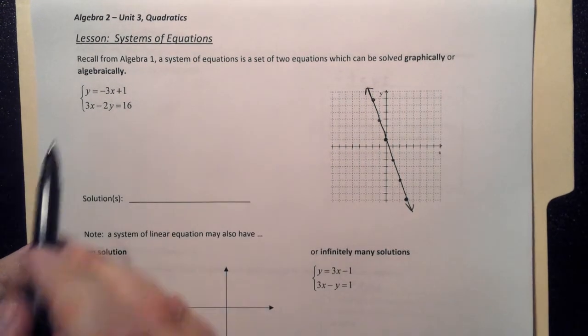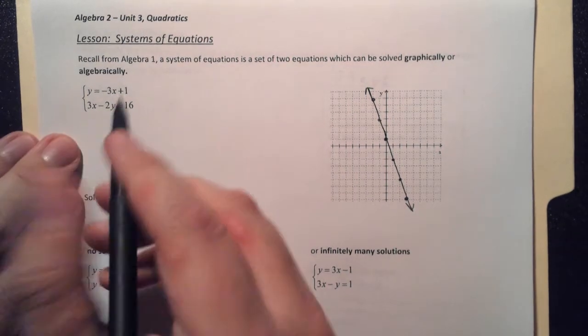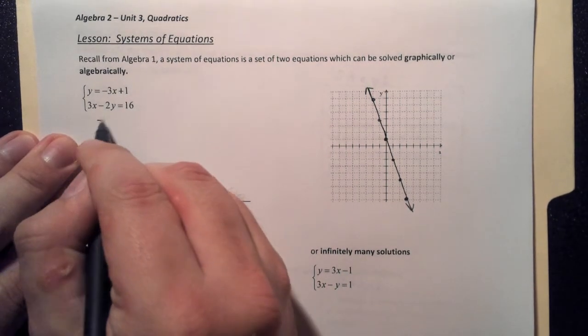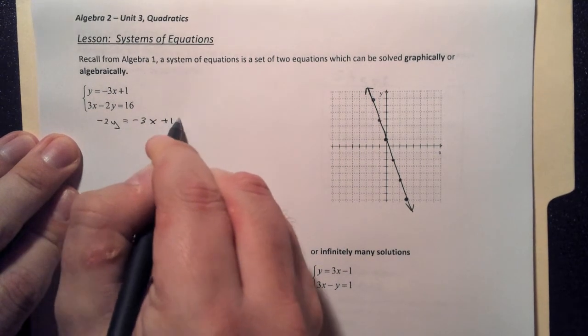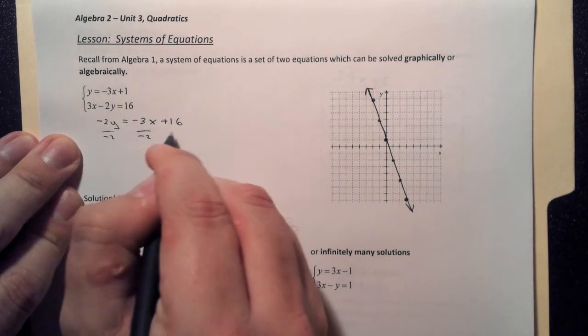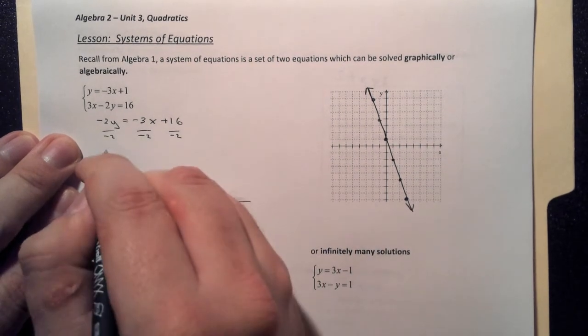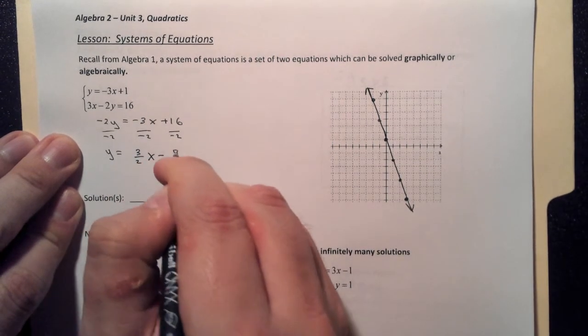Now I have the second line here, which is not in slope-intercept form. So if I put it in slope-intercept form, that would help me. I can subtract 3x. I can divide by negative 2. And I will get that y is equal to 3/2 x minus 8.